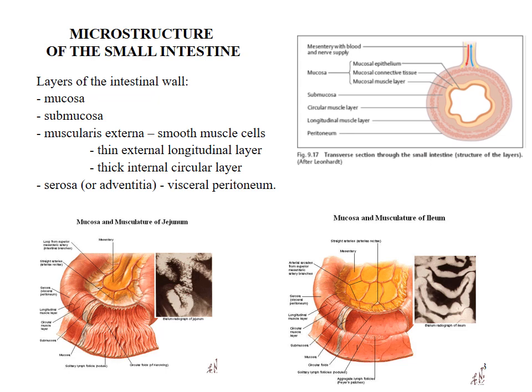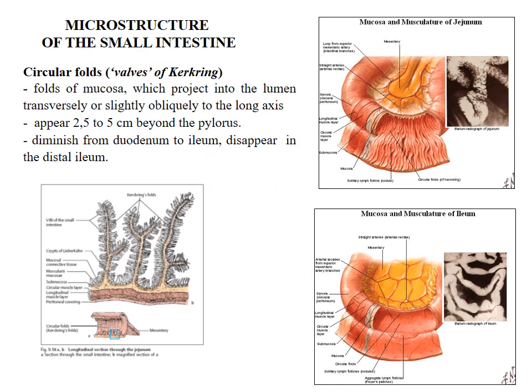In the proximal part of the small intestine, mucosa is thick and very vascular. In the distal part it is thin and less vascular, and mucosa presents different structures. These are the circular folds, intestinal villi, and lymphoid follicles. Circular folds are valves of Kerckring.